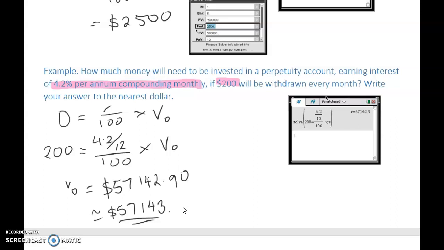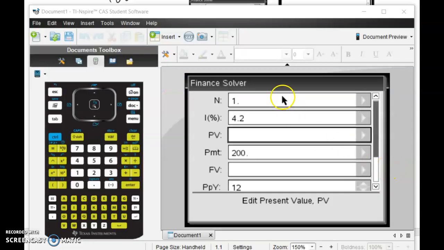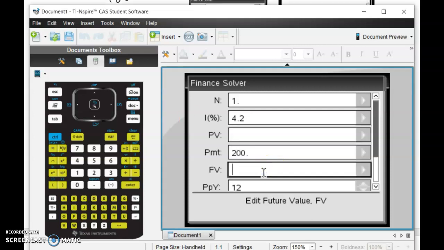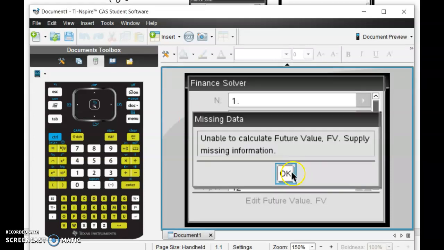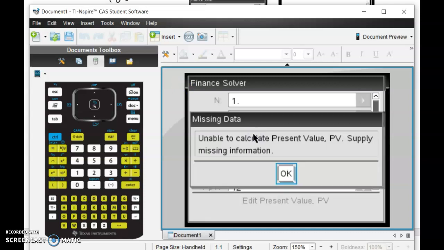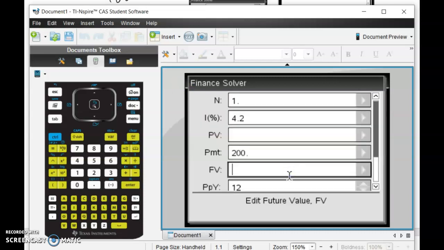Now, this is a question, unfortunately, that you can't use Finance Solver for, and let me show you why. When you go to fill in the fields in Finance Solver, you'll very quickly discover that you don't have the principal value or the future or final value, and you can only have one piece of information missing. You can't have two pieces of information missing. So for that particular style of question, Finance Solver is not going to be particularly useful.